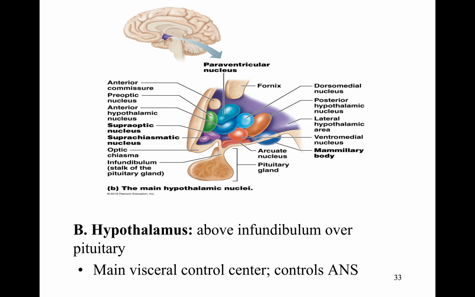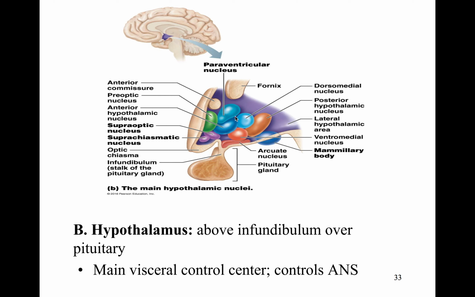The second part of the diencephalon is the hypothalamus. The hypothalamus is named for its position underneath the thalamus. The hypothalamus exists below the thalamus, but above the pituitary gland. So the hypothalamus is also composed of a bunch of nuclei or a bunch of neuron cell bodies. So we've got all of these groups of neuron cell bodies up here.